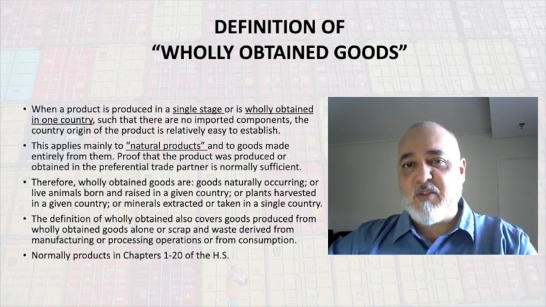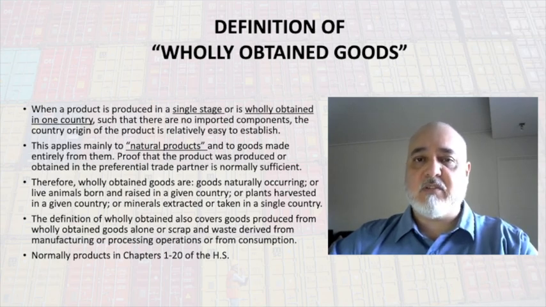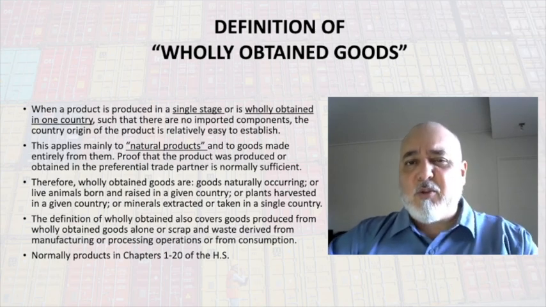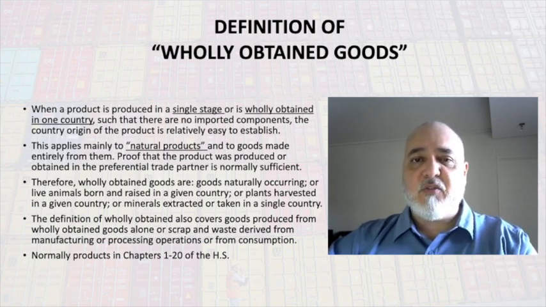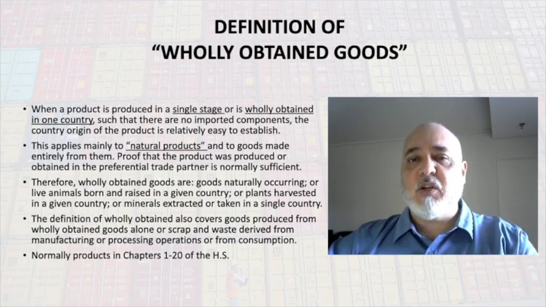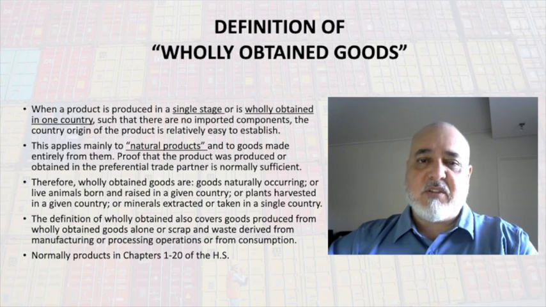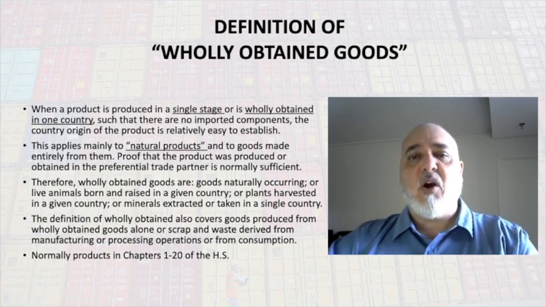The definition of wholly obtained goods also includes products made from wholly obtained goods alone or from scrap and waste derived from manufacturing or processing or preparation for consumption. Products in chapters 1 to 20 of the harmonized system are generally considered wholly obtained goods. Establishing the origin of wholly obtained goods is typically straightforward, as proof that the product was produced or obtained in the preferential trade partner is usually sufficient.